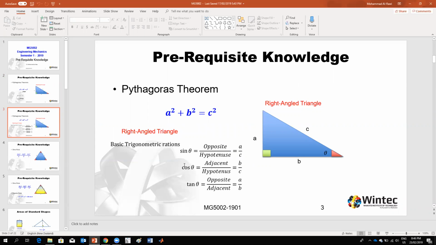Also, we learned how to calculate sine theta, cosine theta, tan theta for right angle triangles. So kind of a basic trigonometric relationships. You don't need to memorize these relationships. They will be provided in the formula sheet for the test and the exam.